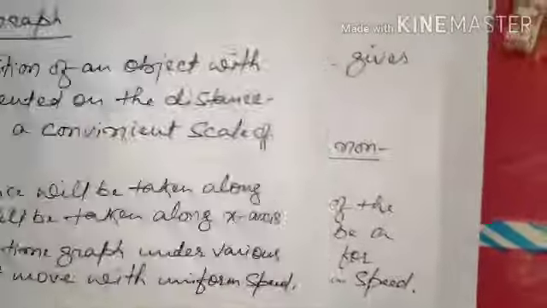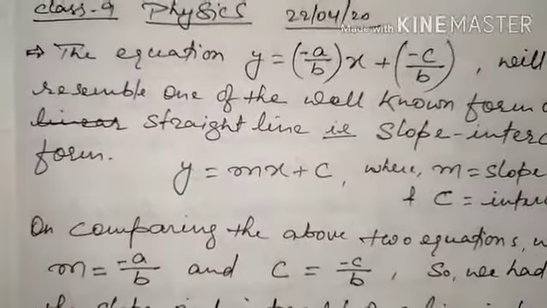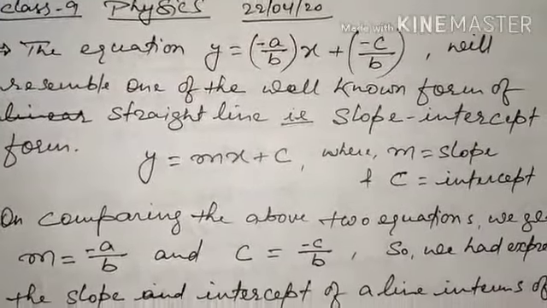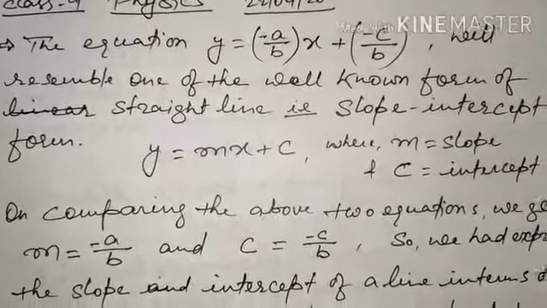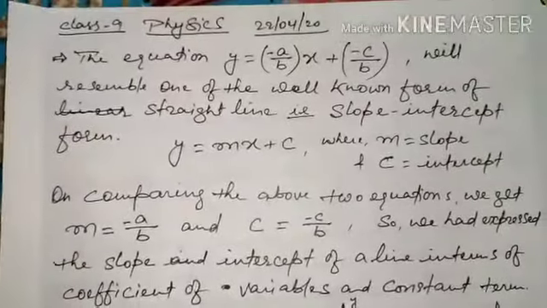Okay, moving slowly, one by one, on all the things. So now you can see here which equation I had converted. I had written it again: the equation y is equal to minus a by b x plus minus c by b will resemble one of the well known forms of a straight line, that is, the slope intercept form.